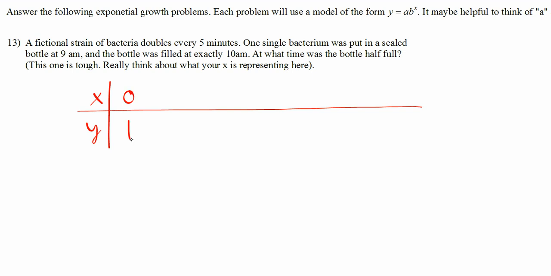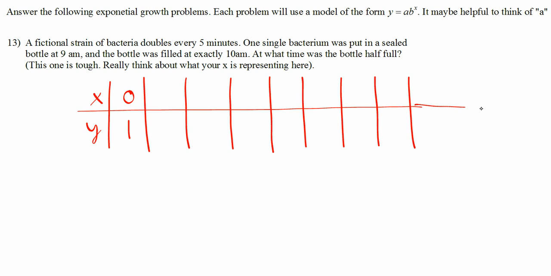One of them. And then, let's do 3. I'm running out of room. Hopefully that'll do it for me. It's not gonna. Okay, so 5 minutes later, I'm gonna write in the actual time. So this is 9 o'clock. At 9:05, what happens? We double.